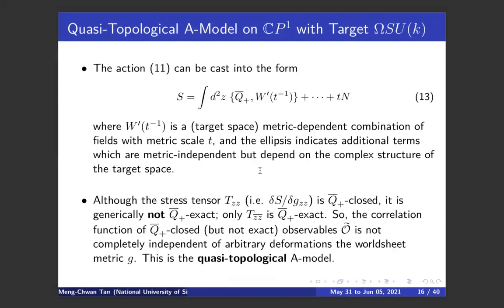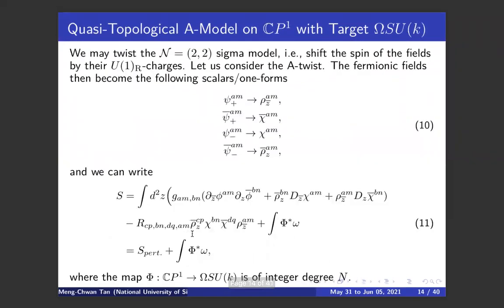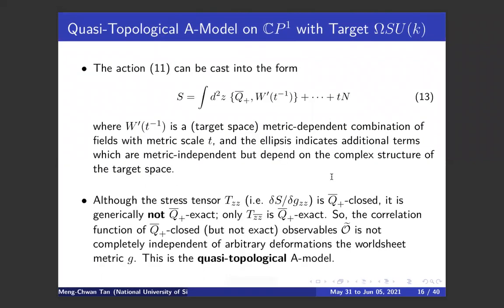Now the action, this is the part where we are doing a half twist. The action, this specific action here, can be cast into the following form. It requires some calculation, but it can be cast into a Q plus bar exact form, whereby there is this thing called the gauge formula. There are some fields inside here which are multiplied by T inverse, plus some terms here.